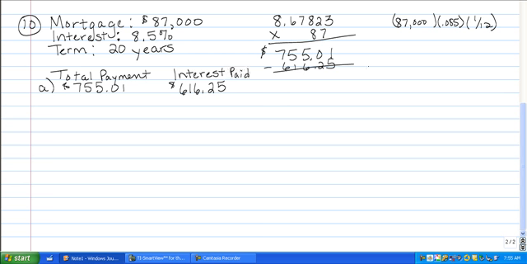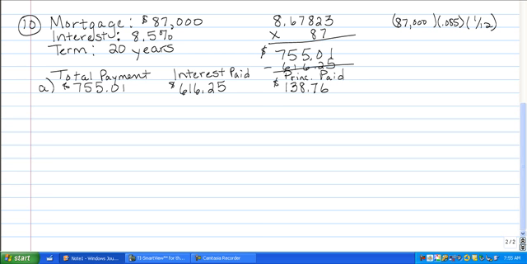So that's the amount of interest, and this is going to be principal paid when I subtract those two, and you'll see what I meant earlier when I said most of your payment goes to the interest. $616 of that $755 is going to interest, and you're only paying off $138.76 in the principal, so not a whole lot.